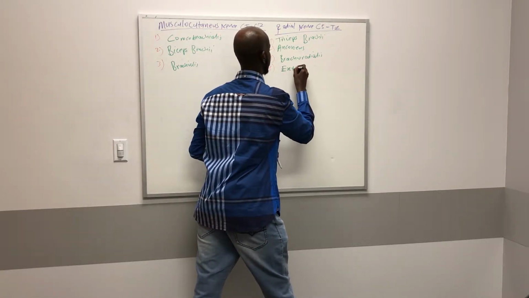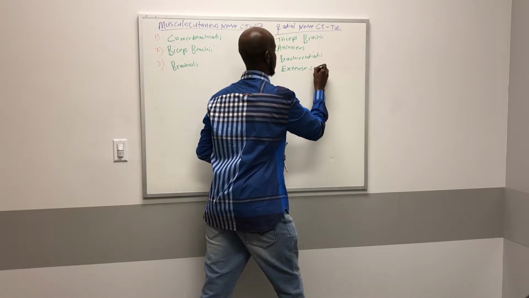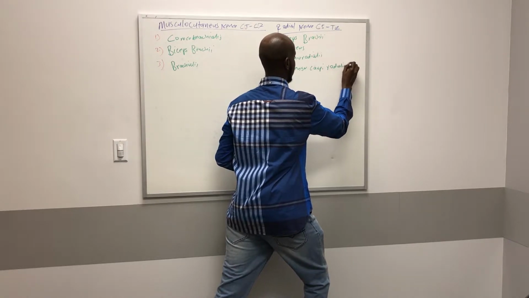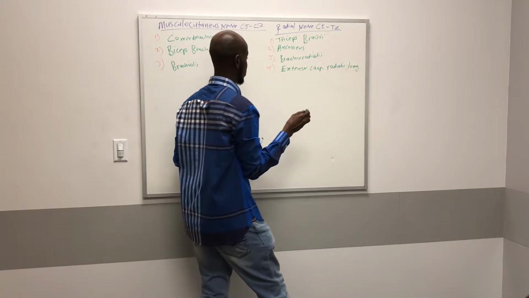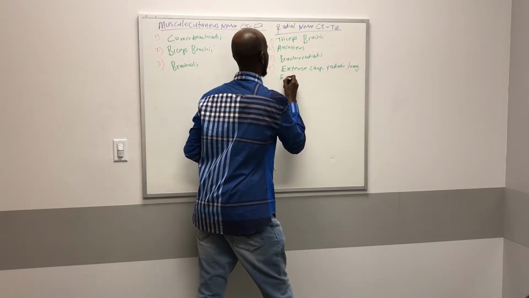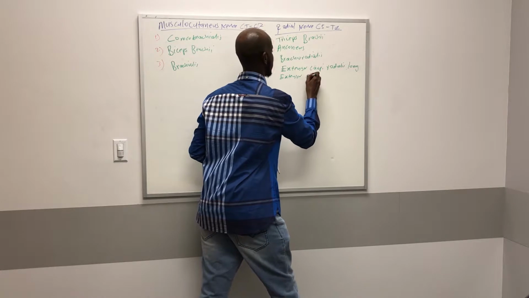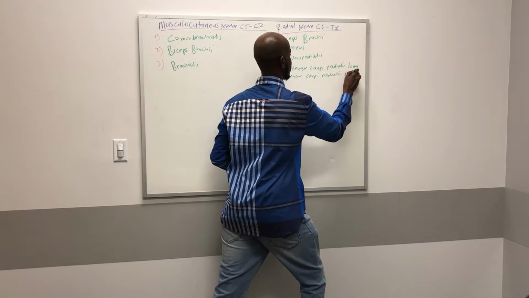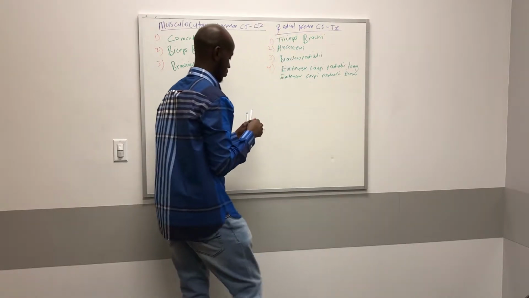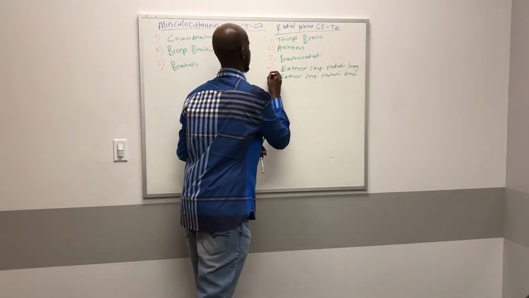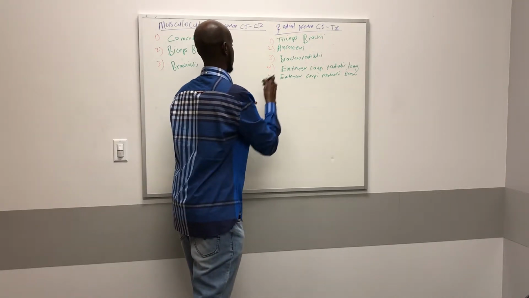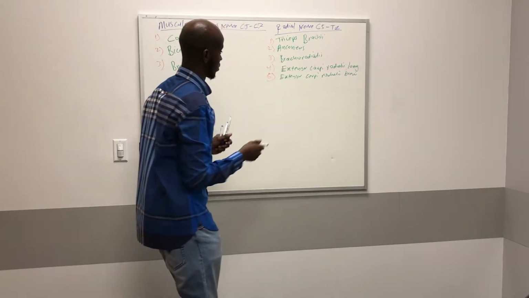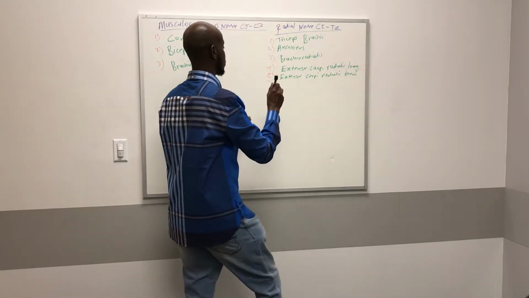extensor carpi radialis longus. Extensor carpi radialis brevis is number 5. Then extensor digitorum.